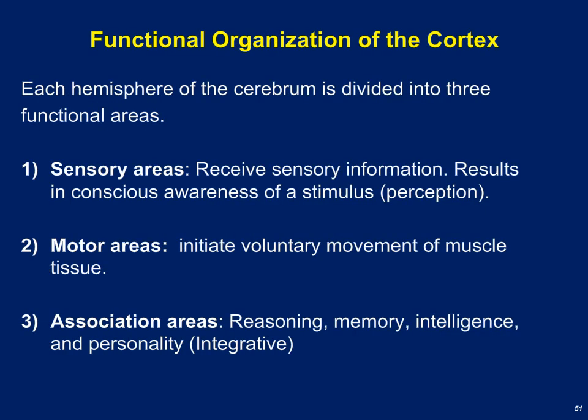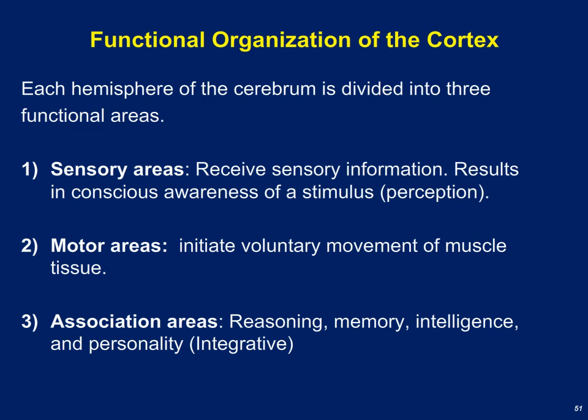Okay, now we're going to go on to the cerebral cortex. The cerebral cortex is that area of gray matter just on the outside of the cerebrum. It's only about an eighth of an inch thick, and it's very superficial, but it's extremely important to all of our higher brain functions. Each cerebral hemisphere is divided into three or four different regions of gray matter.